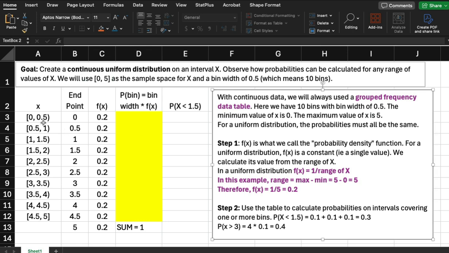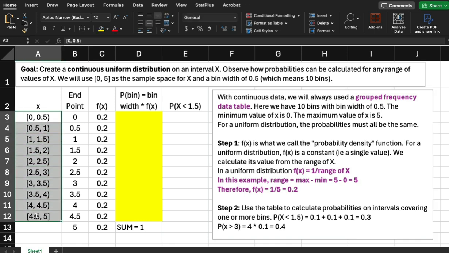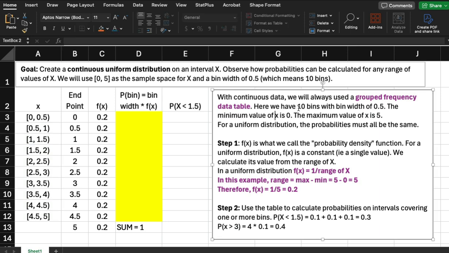Okay, so the way I decided to do it is we have our total interval has a length of 5, and it's pretty easy to split it up into intervals that have a width of 1/2. So basically, our bin width is going to be 1/2 or 0.5, and that's going to result in 10 bins of values of x, which is a nice round number to have.